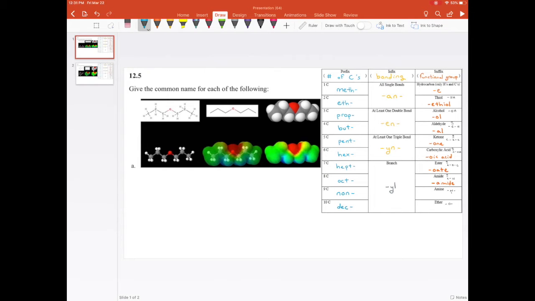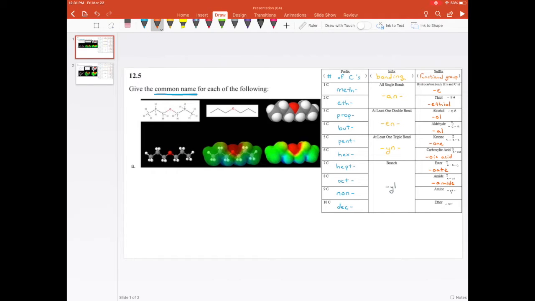This question is asking you to give the common name for these molecules, and this is going to be one of two functional groups where in Principles of Chemistry they tend to ask you for the common name. So this first one is an ether.